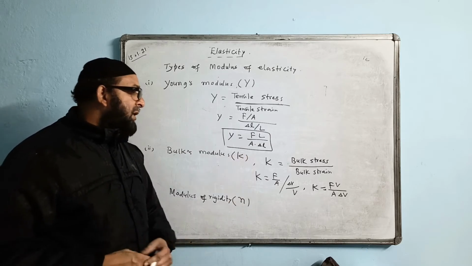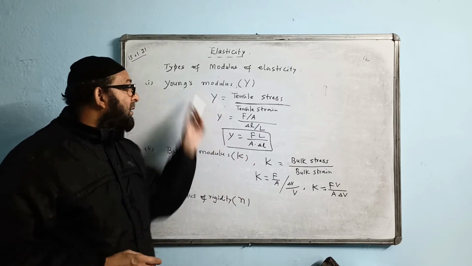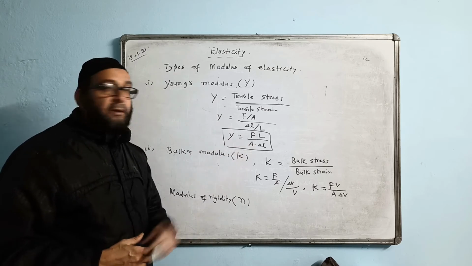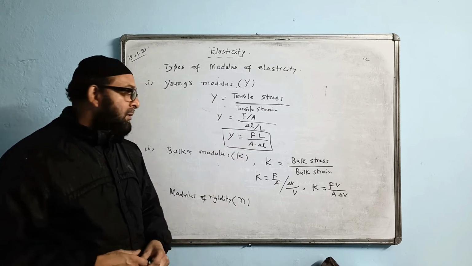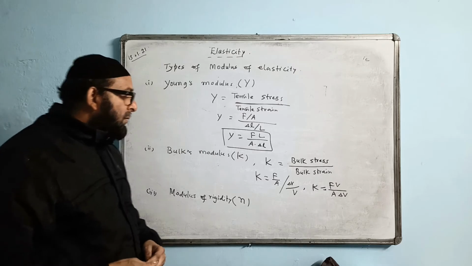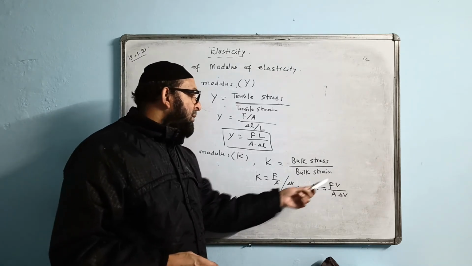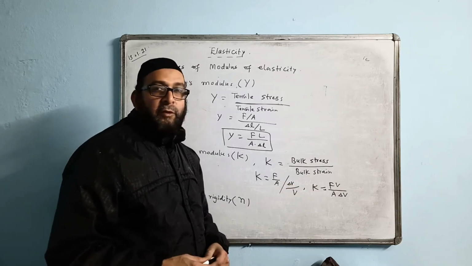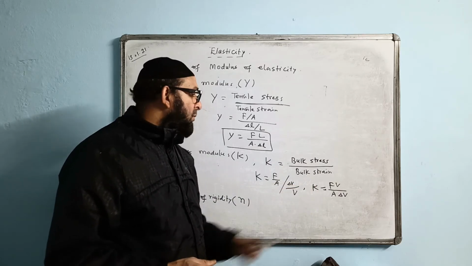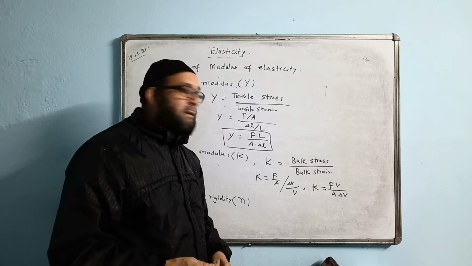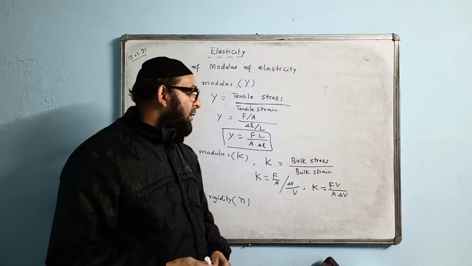Bulk modulus produces change in the volume, and Young's modulus Y produces change in the length. There is elongation. And the unit of K is the same, Newton per meter square, because strain doesn't have a unit. Any kind of strain does not have a unit. So the unit of K is Newton per meter square.